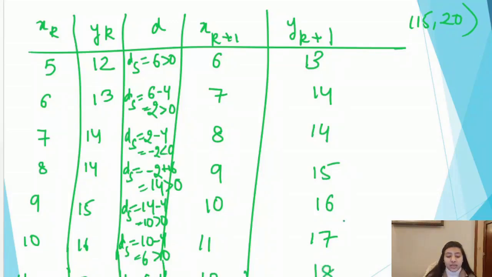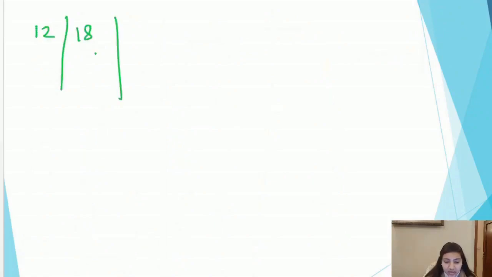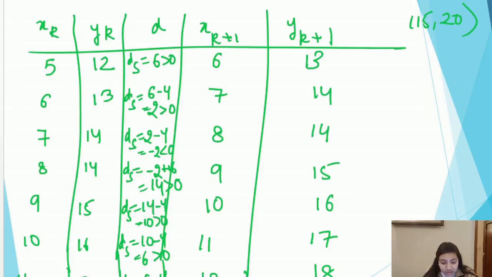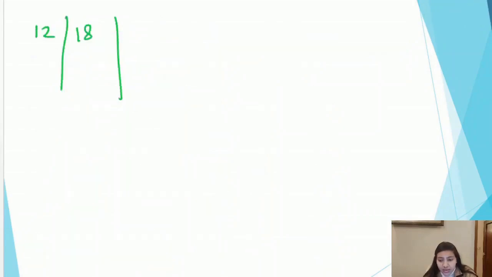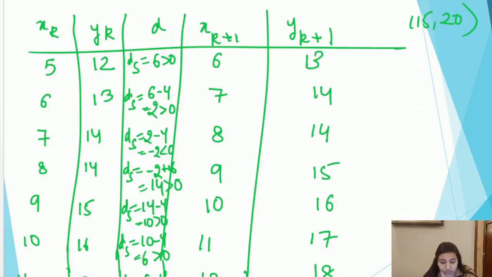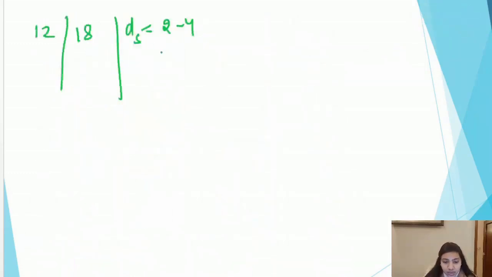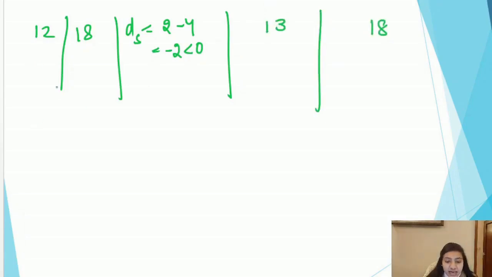So the new pixel is 12, 18. Here the original d is now 2. Since we chose northeast, we will subtract 4 from this. The change in d with respect to northeast is minus 4, so 2 minus 4 comes out to be minus 2. Since the value is less than 0, we will only increment x and not y. That means we are choosing the east pixel. So this is 13 and y is 18.